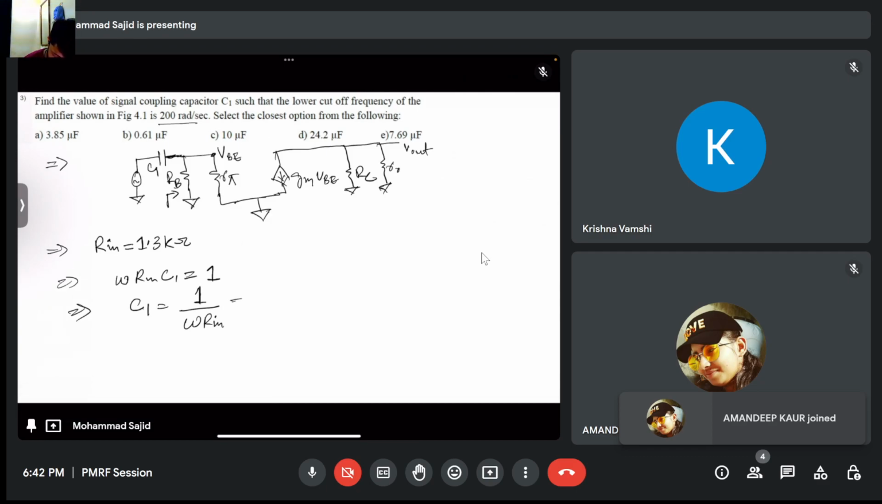So where does this formula come from? How do you obtain this formula? If I just put in values in this formula, you will get your answer. That is fine enough. 200 into 1.3k. So let me still calculate it using this formula, then we will see how we can obtain this.